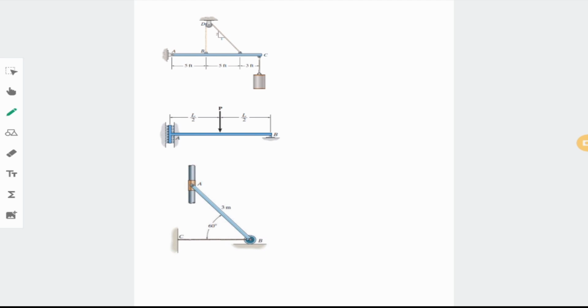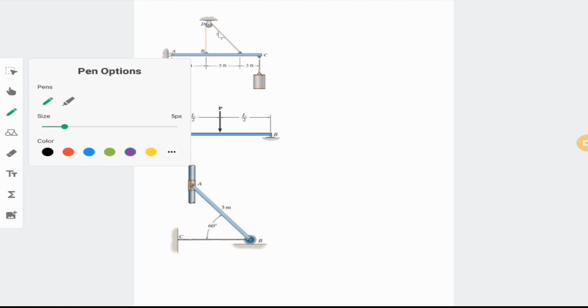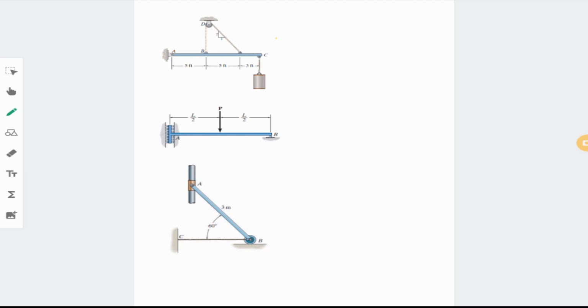I have some more examples here. Let's go through them, and there are some differences here. Let's go through the first one. Here, I have a link named ABC, and it's connected via some cables to the roof. Let's try to see how many unknowns we have. Let's assume this is, for example, 5 kilograms, and it's a known value.